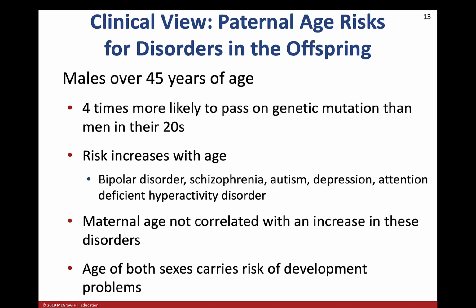Now, there are some issues associated with paternal age. Males over 45 years of age are 4 times more likely to pass on genetic mutations than men in their 20s. This risk increases with age. Examples would be bipolar disorder, schizophrenia, autism, depression, attention deficit hyperactivity disorder. Now, keep in mind maternal age is not correlated with an increase in these disorders.